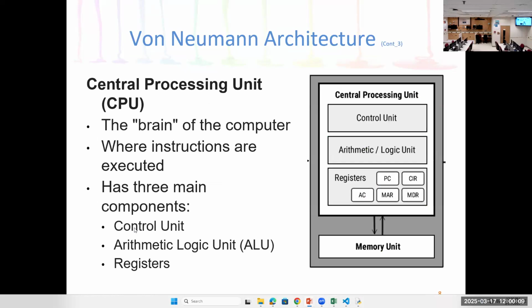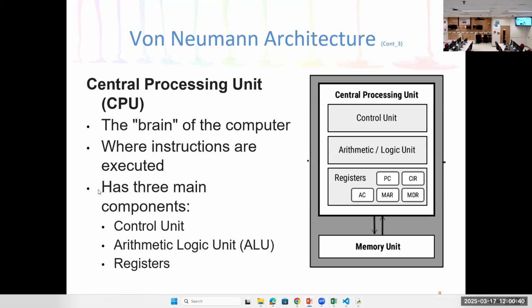Now that is the brain of the computer. So you look at the diagram here. For every computer, you have the CPU, the central processing unit. It is the brain of the computer because it does everything about the instructions, the calculations, the arithmetic operations, everything about the computer, right? That is the brain of the computer, and where instructions are executed here. And it has three main components.